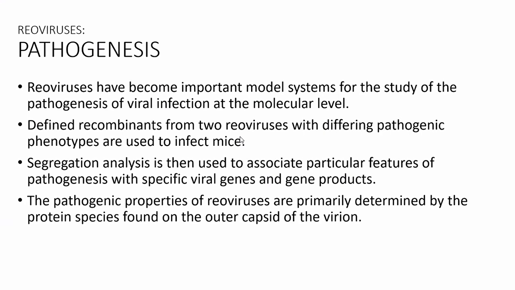Defined recombinants from 2 reoviruses with different pathogenic phenotypes are used to infect mice. Segregation analysis is then used to associate particular features of pathogenesis with specific viral genes and gene products, and the pathogenic properties of reoviruses are primarily determined by the protein species found on the outer capsid of the virion.